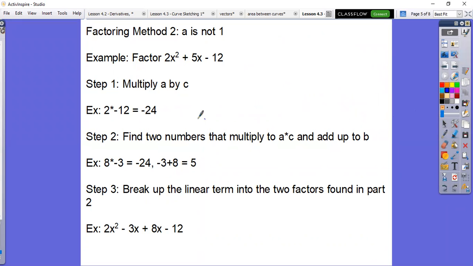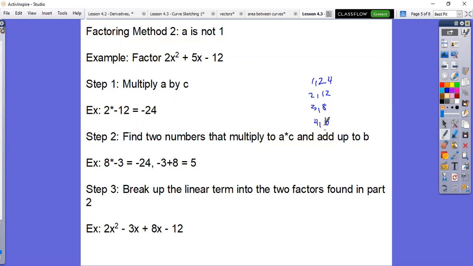So basically what I'm going to do is start by taking a and c and multiplying them together. In this case, a times c is negative 24. Then I want to find two numbers that multiply to negative 24 and add up to whatever b is. So b right here is 5. So I'm going to list out my factors of 24. That's 1 and 24, 2 and 12, 3 and 8, 4 and 6.